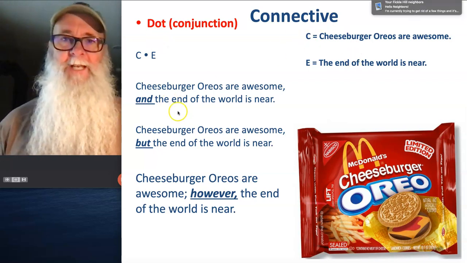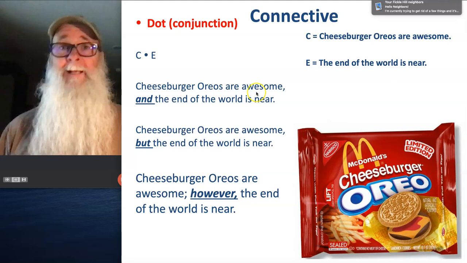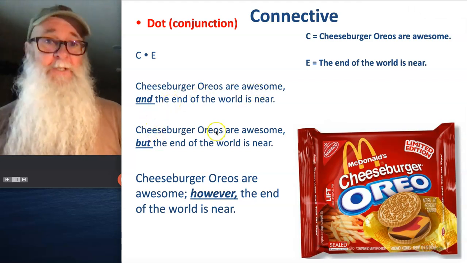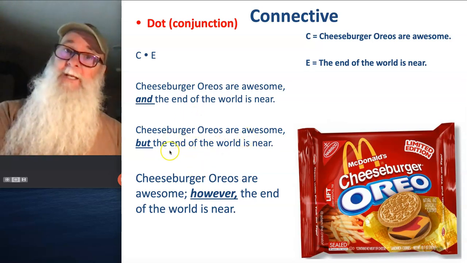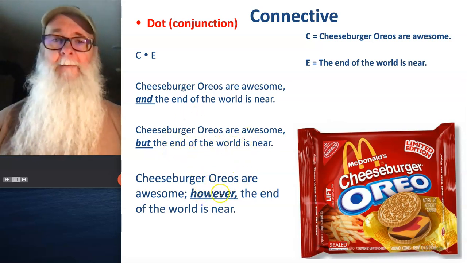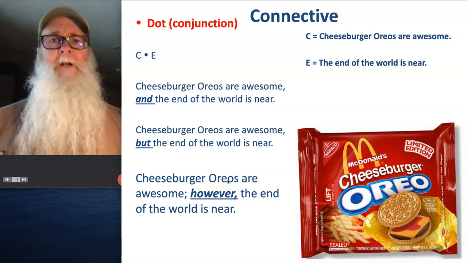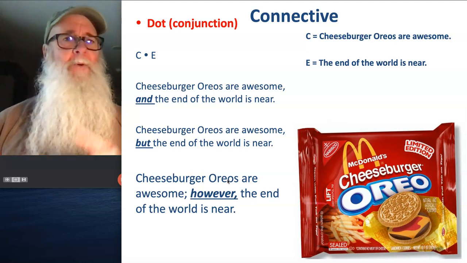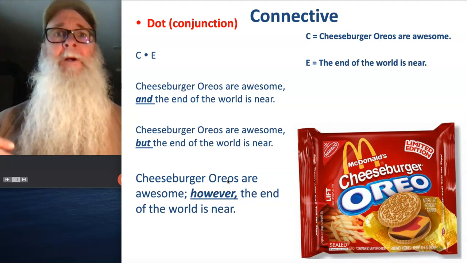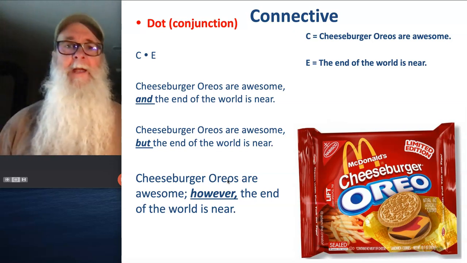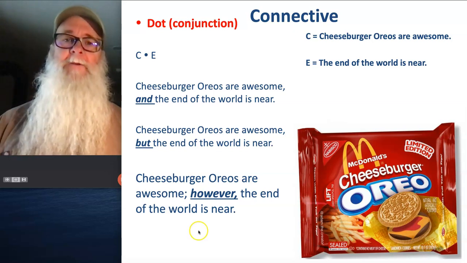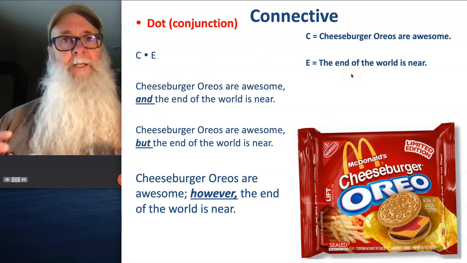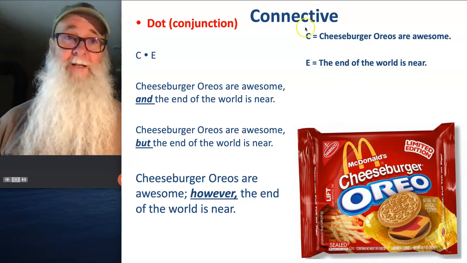So, for example, in this statement right here, cheeseburger Oreos are awesome, and it's also the case that the end of the world is near. In this sentence, cheeseburger Oreos are awesome, but it's also the case that the end of the world is near. And you can see that same thing happening down here with however. So sentences that are compound sentences created by using words like and, or, but, or yet, or however, or furthermore, moreover, those kinds of words. Anytime we have a single compound sentence being created by joining simple sentences in this relationship, we're going to use dot to symbolically represent them.